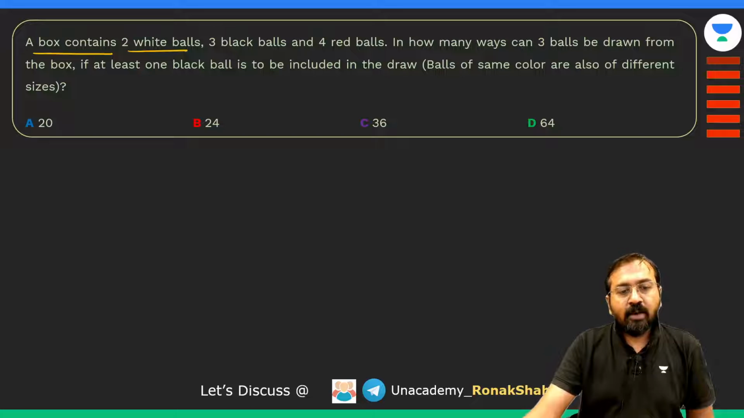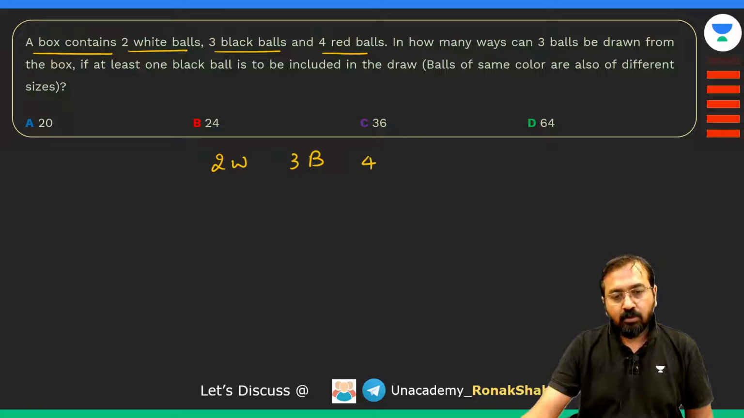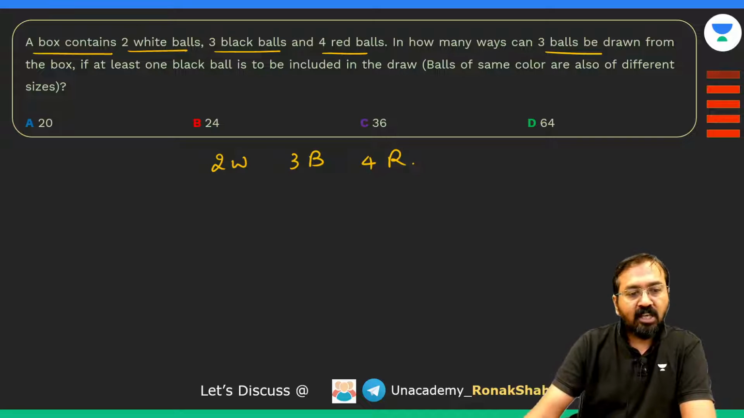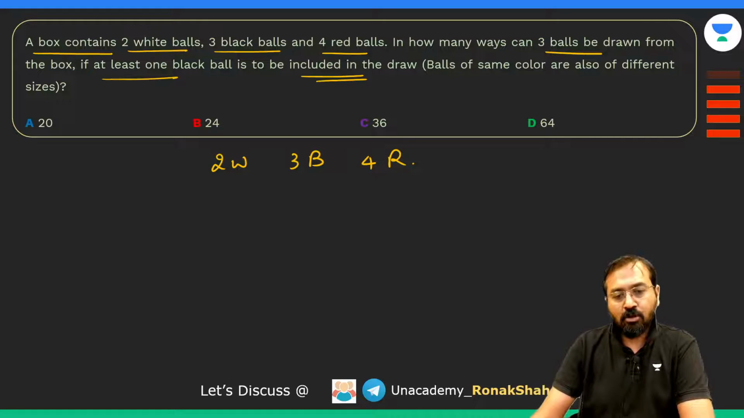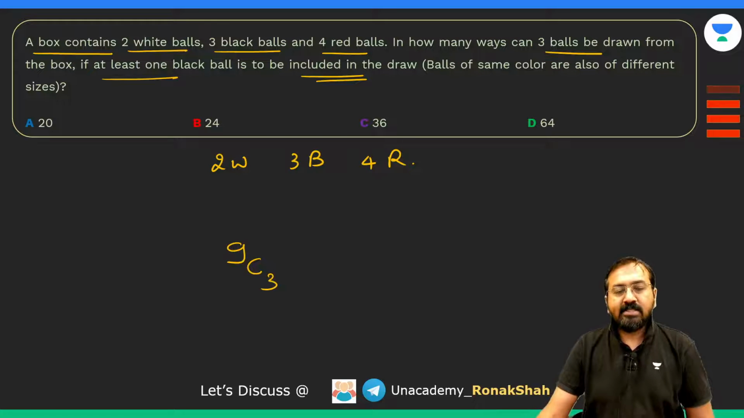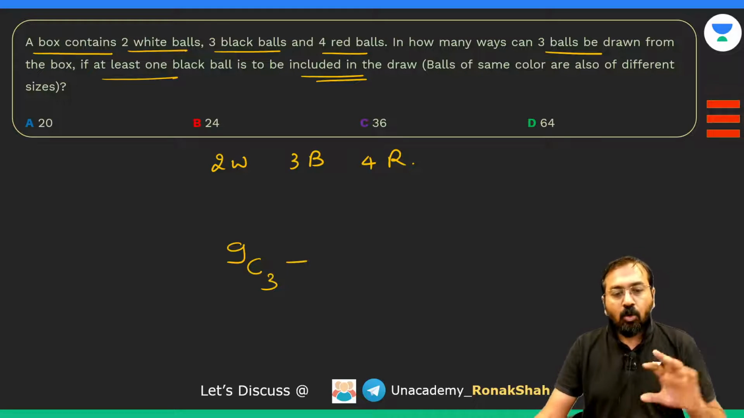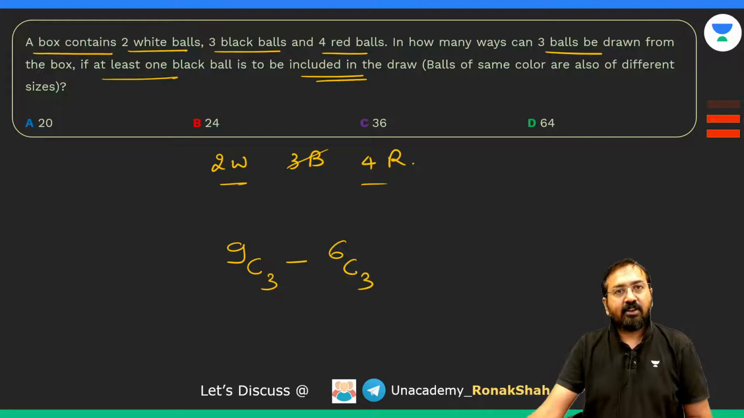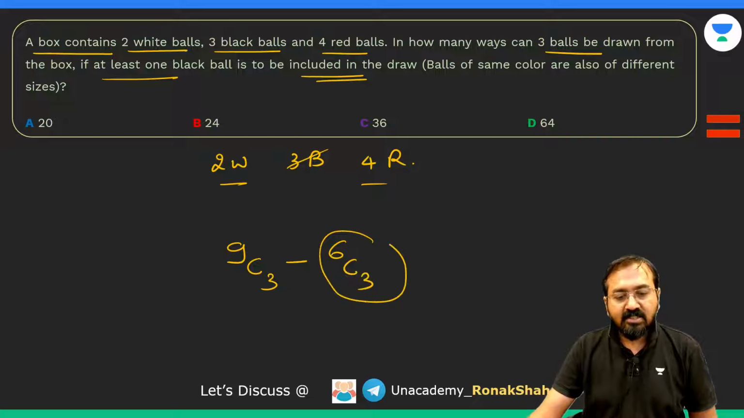Look at this question. A box contains 2 white balls, 3 black balls and 4 red balls. In how many ways can 3 balls be drawn from the box if at least one black ball is to be included in the draw? Now in such questions, what we can do is, without any condition, I have a total of 9 balls. Out of these 9 balls, 3 balls can be selected in 9C3 ways, and subtract all those ways in which you are not including any black ball. So without black balls, I have 6 balls. Out of the 6 balls, in how many ways can I select 3 balls? So 6C3 ways. These are the cases which are not satisfying our condition, so we can subtract them.